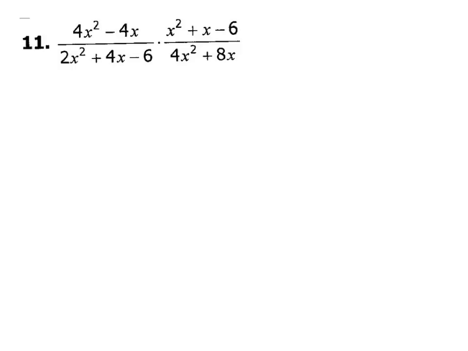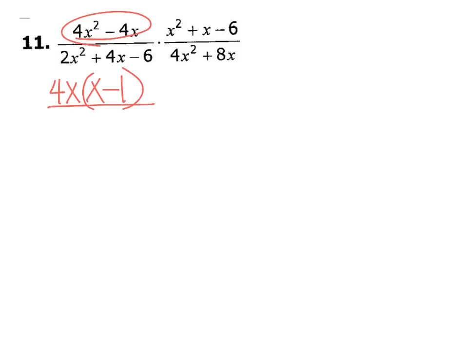All right, number 11. Now we've got some binomials and trinomials. So the first thing we want to do is factor everything out first. All right, so first thing we want to do is look for GCFs. Do any of these have GCFs? And the answer is yes. So for our 4x squared minus 4x, we can take out 4x. And we're left with, let's see, x minus 1.